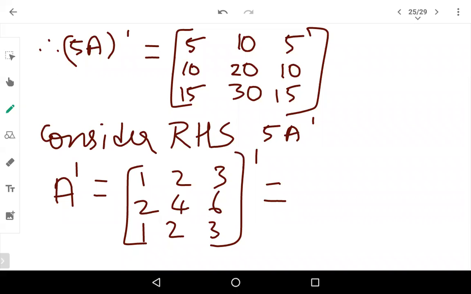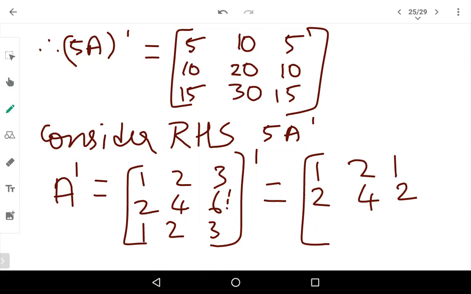Now again the first column will become first row. So 1, 2, 1. Second column will become second row. 2, 4, 2. Third column will become third row. 3, 6, 3. So this is the value of A transpose. Everybody understood? Any doubts still here?